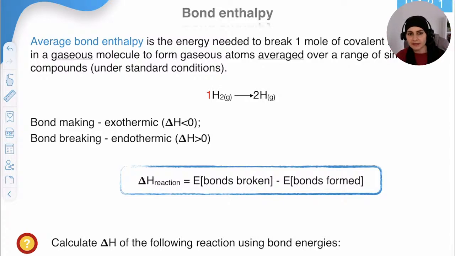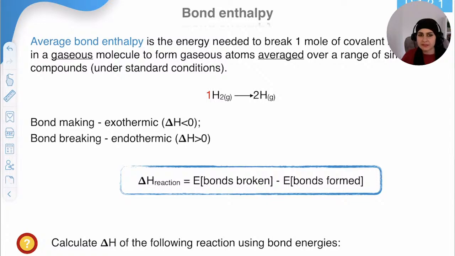Right, so now why is this not a good example? Well, because, and actually there was a question like this, the H-H bond is only present in the hydrogen molecule, so you cannot really average it over a range of different compounds. So this is not an averaged value because it only exists in hydrogen.